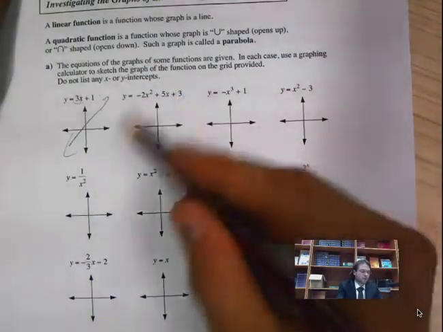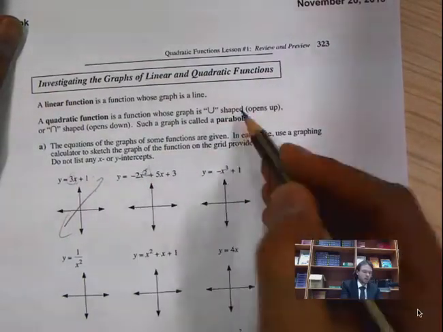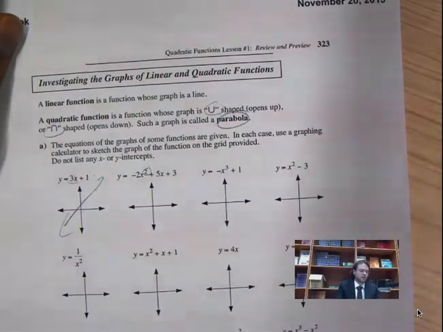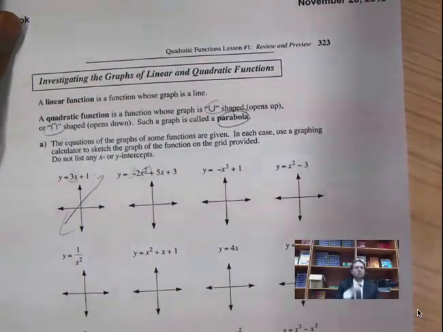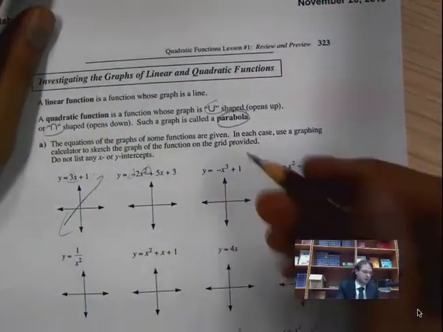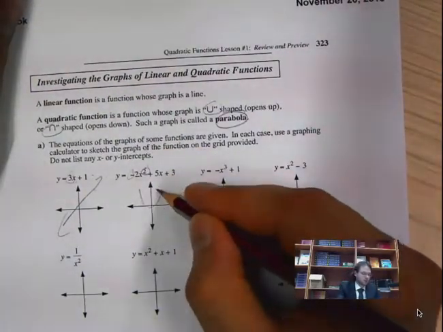If I graph this one in my calculator, what's that going to be? Well, if there's any time a squared, we're going to have something called a parabola. It's going to make a U shape, a happy face or a smiley face. If it's negative, it's going to be a sad face because it's negative. If it's positive, it's going to be happy. So I look at this one here, and this is going to look something like this.